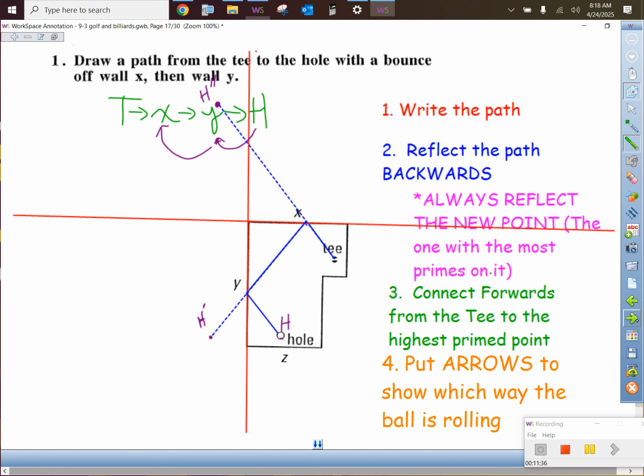There's a step 4. Doesn't step 4 say to draw arrows to say which way the ball is rolling? What that means is this. Didn't the ball start at the tee and it went that way? Right? Then it bounced off the wall and went that way. Then it bounced off the wall and went that way. Please put some arrows on your path to say which way the ball is rolling.